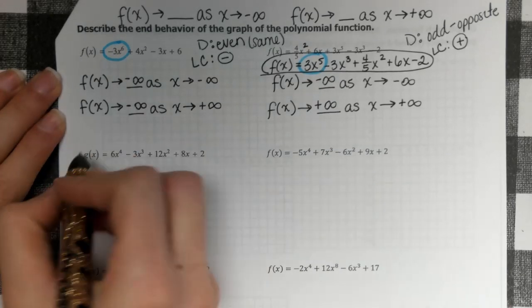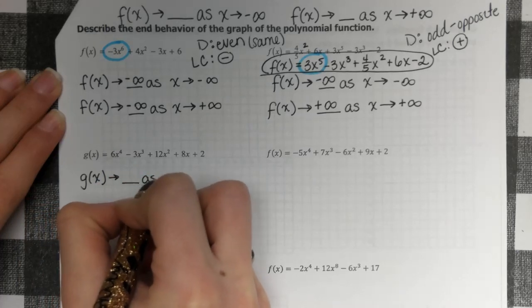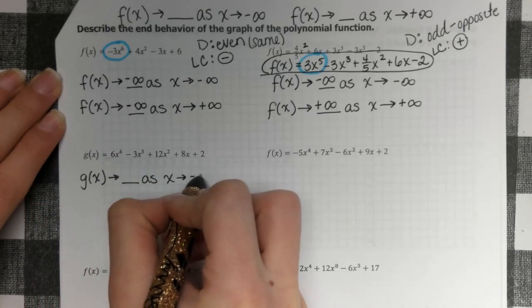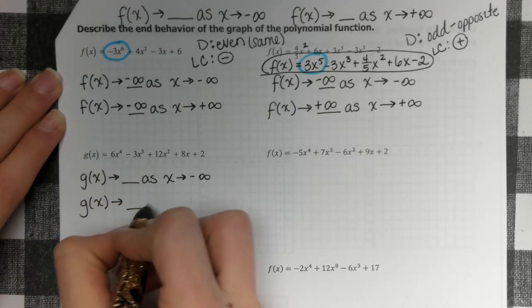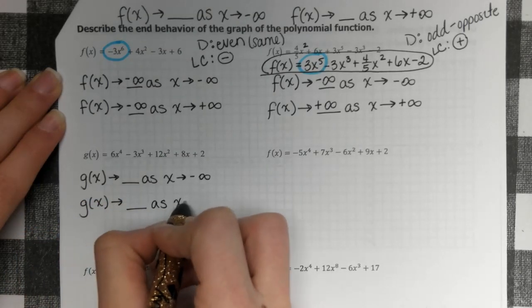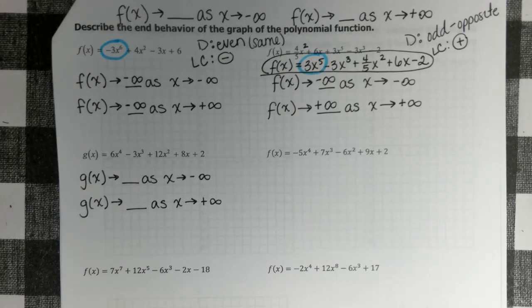Okay, the next one is g of x. So g of x approaches blank as x approaches negative infinity. And g of x approaches blank as x approaches positive infinity. Is g of x in standard form? I have my highest exponent down to my constant. So what term am I focused on?